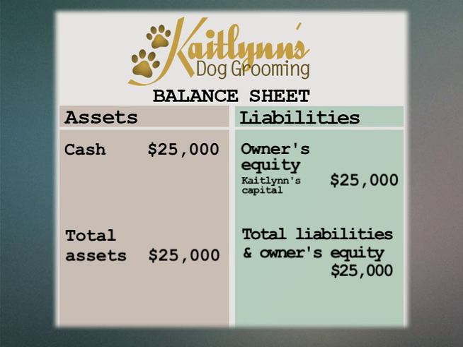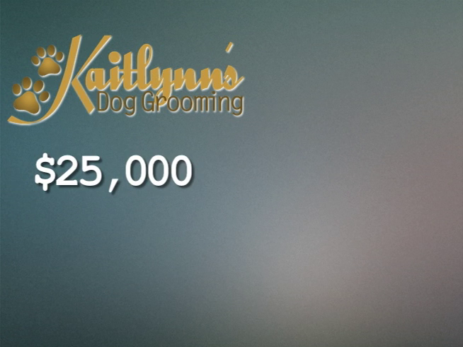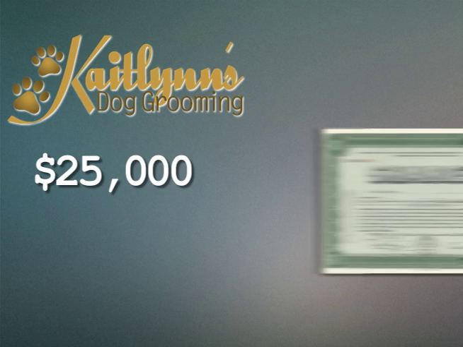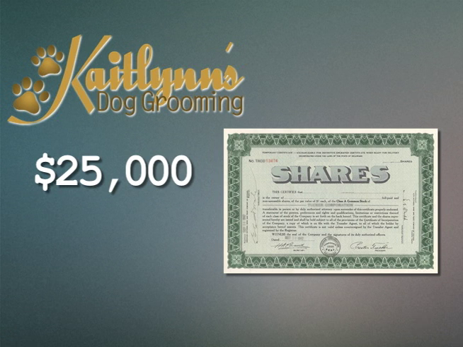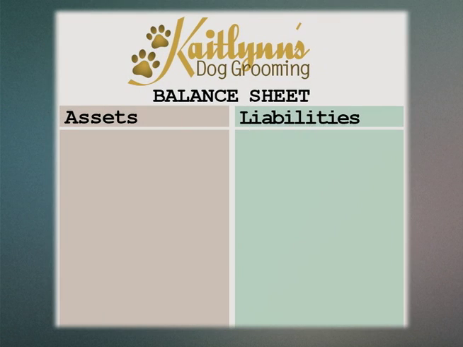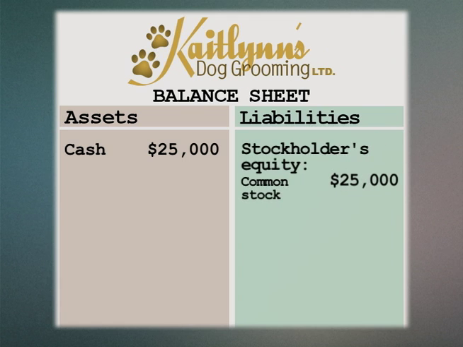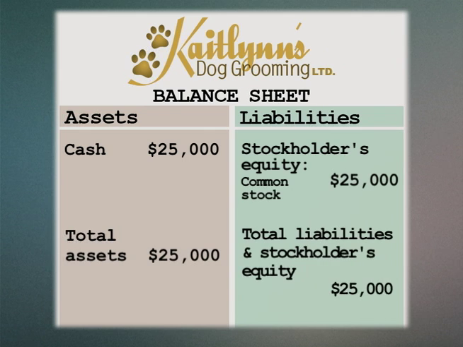If Caitlin had started a corporation instead of a proprietorship, she would make her equity investment of $25,000 by purchasing common shares in her business, and the opening balance sheet of Caitlin's Dog Grooming Limited would look like this. Assets, cash $25,000. Liabilities, common stock $25,000. Total assets $25,000. Total liabilities and stockholders' equity $25,000.